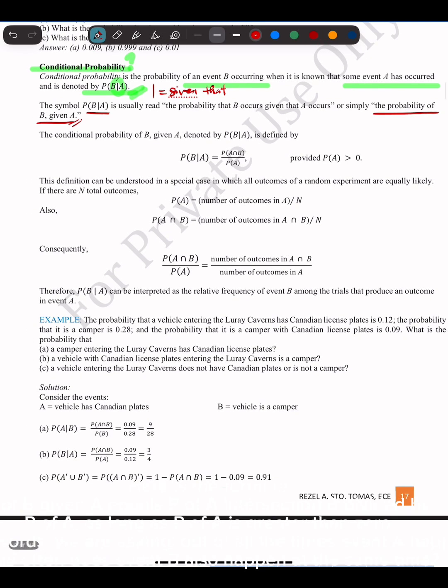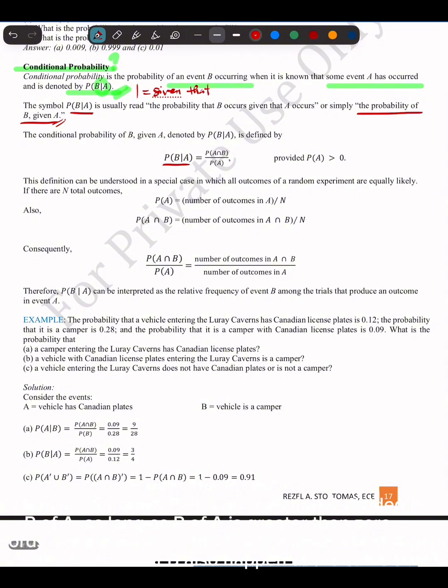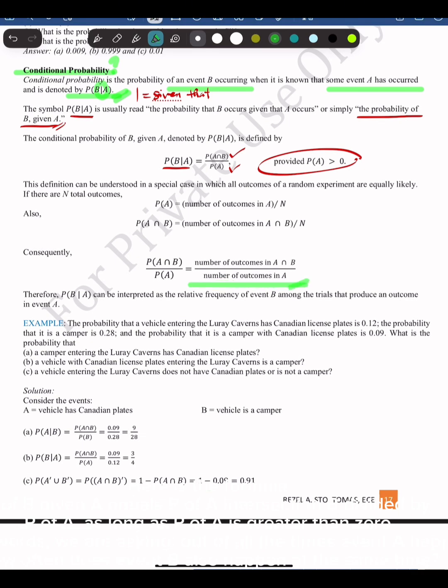Here is the formula. P of B given A equals P of A intersection B divided by P of A, as long as P of A is greater than 0. In plain words, we are asking, out of all the times event A happens, how often does event B also happen at the same time?